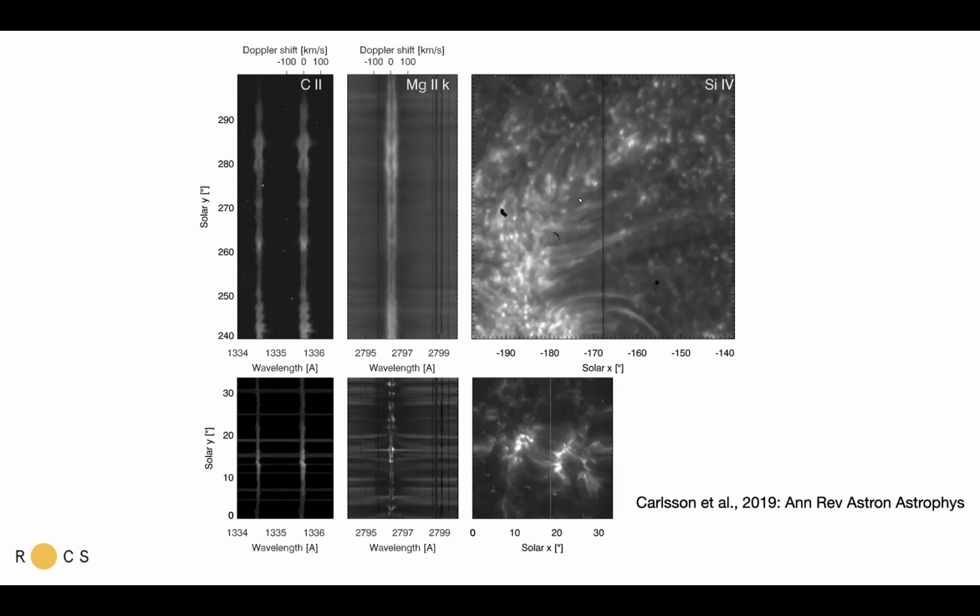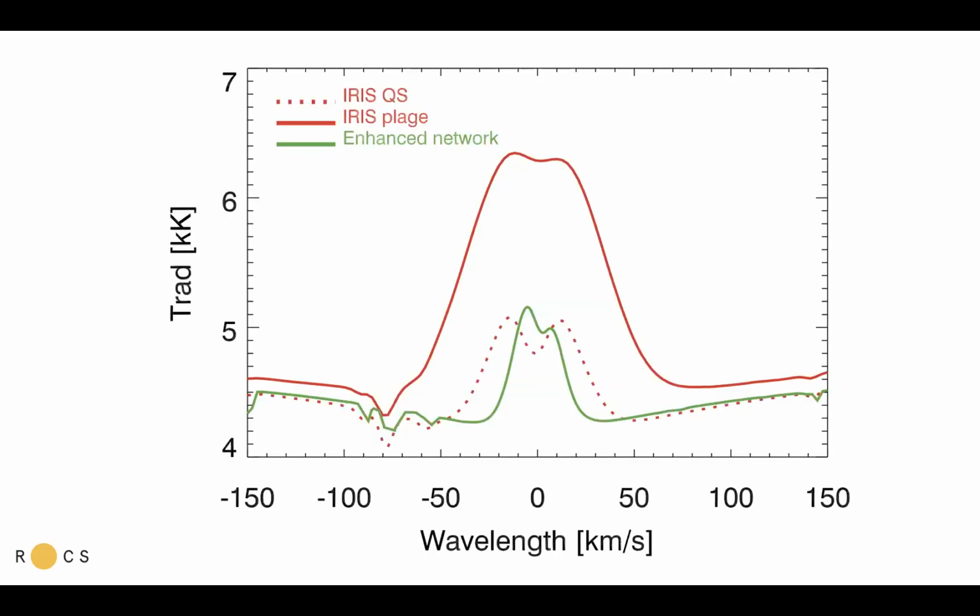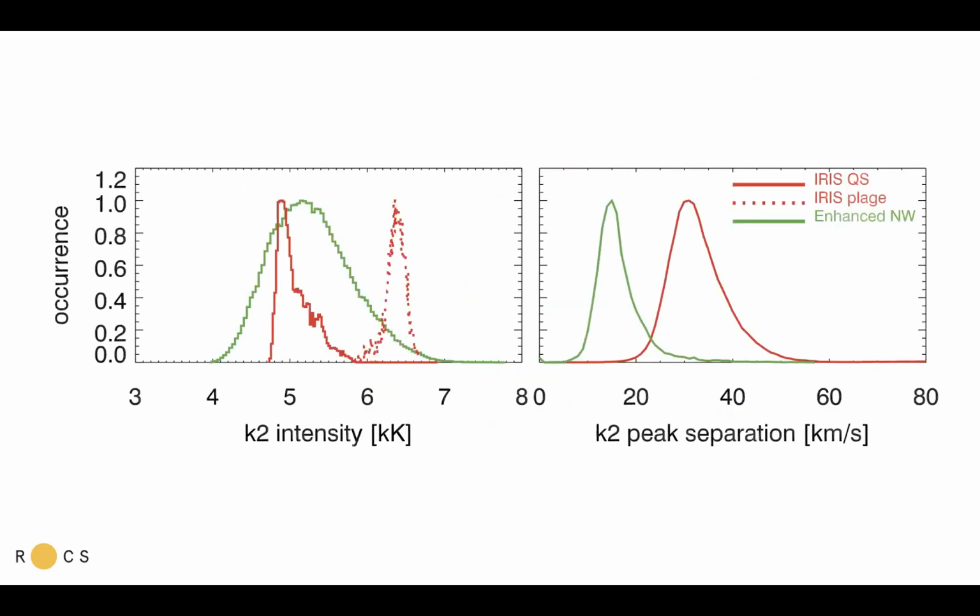And we can immediately see that the simulations cover only a small area of 24 by 24 megameters, but there is some resemblance to what we see in the observations, but the lines are typically too narrow. If we compare the average line from the simulation in green here, from this enhanced network, with the IRIS quiet sun average, the dotted line, we see that the peak intensity is similar, but it's much too narrow. And here is a histogram, the intensity in green to the left. We see that it covers what we have in the quiet sun IRIS observations in solid red. But the peak separation is the thing that is really not very well reproduced.